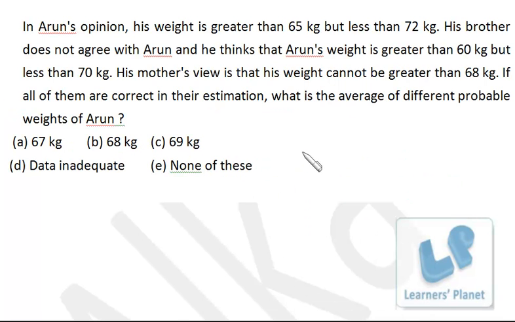Now this question: in Arjun's opinion, his weight is greater than 65 but less than 72. His brother does not agree with Arjun. He thinks that Arjun's weight is greater than 60 but less than 70. His mother's view is that his weight cannot be greater than 68. If all of them are correct in their estimation, what is the average of different probable weights of Arjun? Okay, so that's pretty simple. We have to find out the number of weights where that particular observation is fulfilling all three conditions, that is between 65 to 72, between 60 to 70, and not more than 68, right?